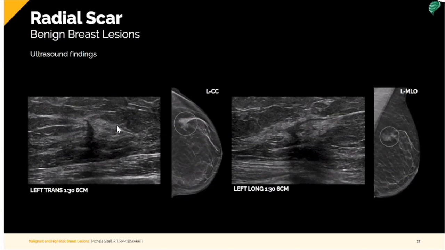This hypoechoic lesion is also within that whiter, dense tissue as per the mammogram. So here it was in whiter, denser tissue, and here it is in that whiter, denser tissue. So therefore, we felt that this was a good correlation of the area documented between the two modalities. The lesion was biopsied, and it came back as a benign radial scar.